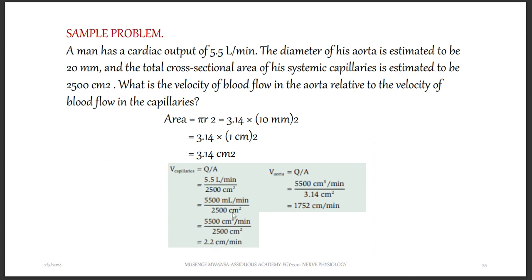And then the velocity in the aorta is also flow rate over area. The flow rate is the same, but the cross-sectional area we found is 3.14. So that gives us 1,752 centimeters per minute. So what is the velocity of blood flow in the aorta relative to the velocity of the blood in the capillaries? Now just compare these two. How many times is this number going into the aorta? That will give you the comparison, how many times that will be.